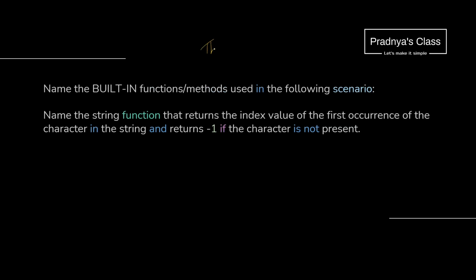There is one more theory question. I am leaving up to you. This is your assignment. Let me know the answer in the comments below. We have to name the string function which returns the index value of the first occurrence of the character in the string. Otherwise, it returns -1.